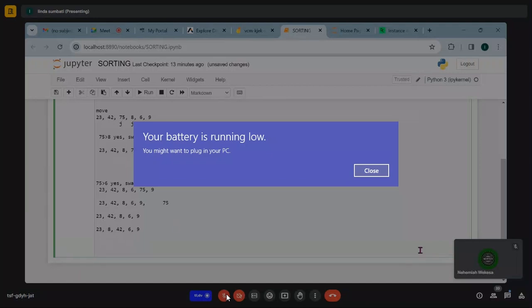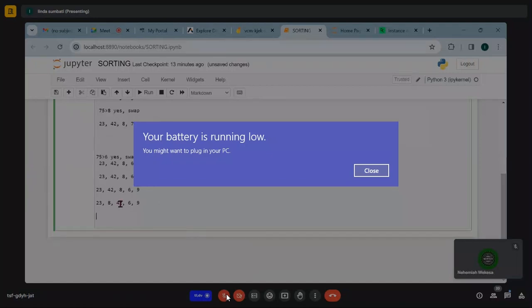Then we go ahead. We are now at 42 because they switched with 8. Is 42 greater than 6? Yes. So you swap. So it will be 23, then 8, then 6, then 42, then 9. Then you ask yourself again, is 42 greater than 9? Yes. So 23, 8, 6, then 9, then 42. You realize that 42 is now at the correct position, so you ignore it. Now you remain to sort the remaining.